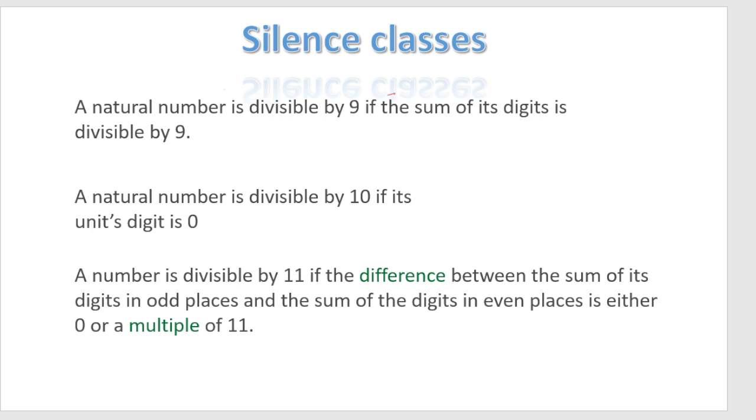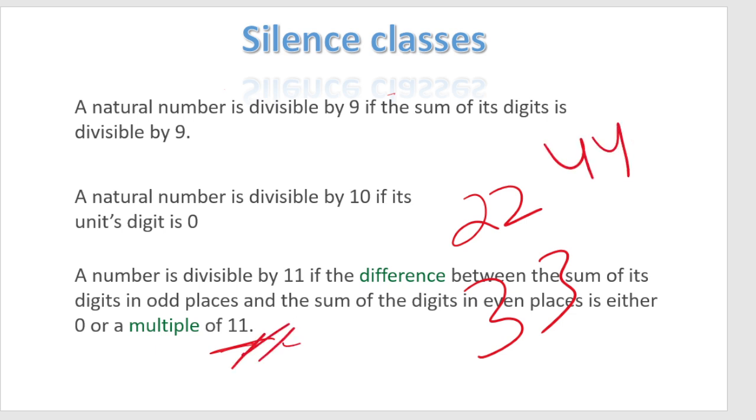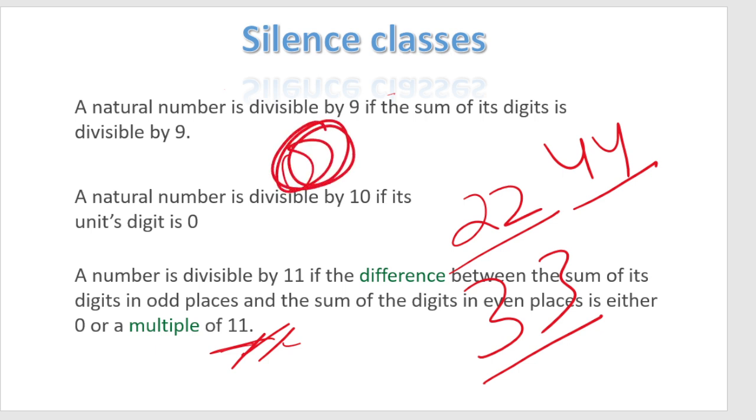If we subtract and the result comes like 22, this means it is a multiple of 11, since 11 twos are 22. 33 is also a multiple of 11, and 44 is also a multiple of 11. So if the difference between the sum of even-place digits and the sum of odd-place digits comes like 22, 33, 44, 55, which are multiples of 11, or the difference comes 0, then we can say the number is divisible by 11.